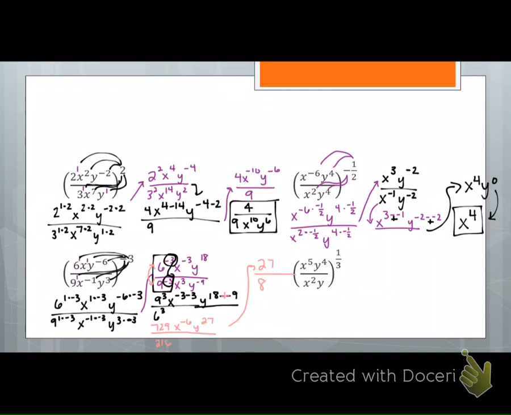Okay, what is in the numerator? What else is in the numerator with 27? Y to the 27th. What is in the denominator?